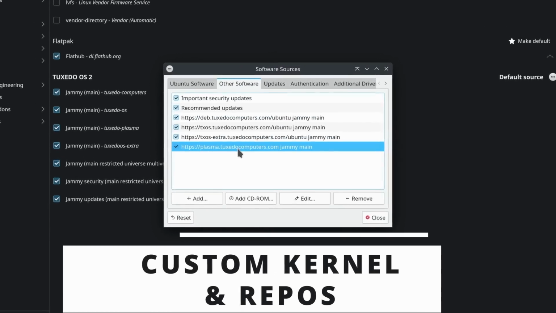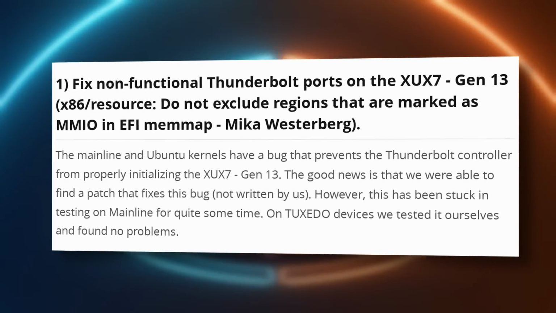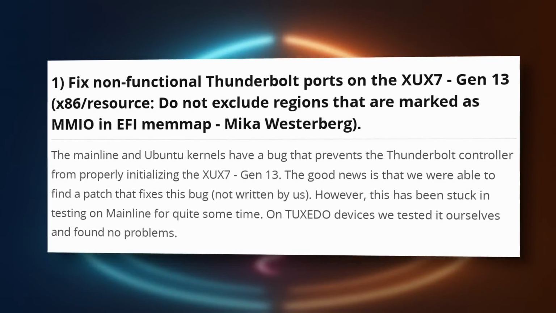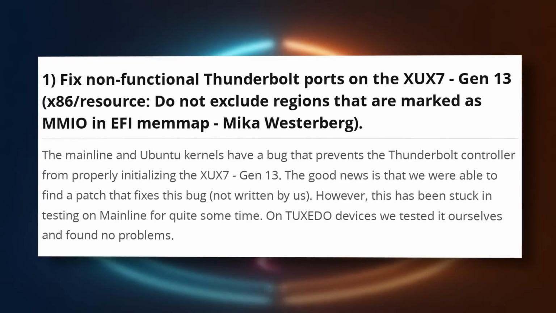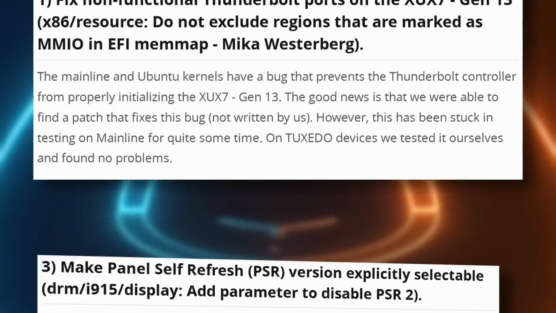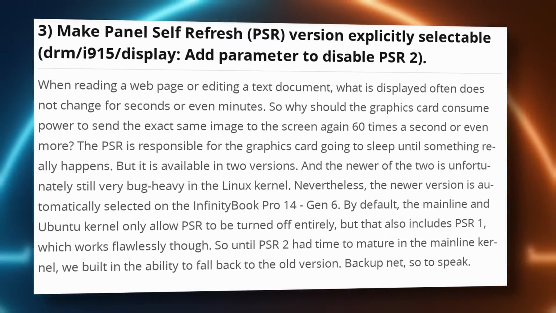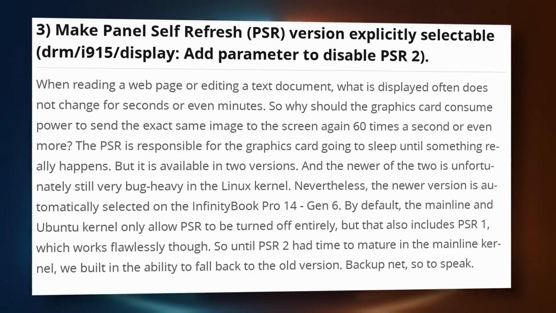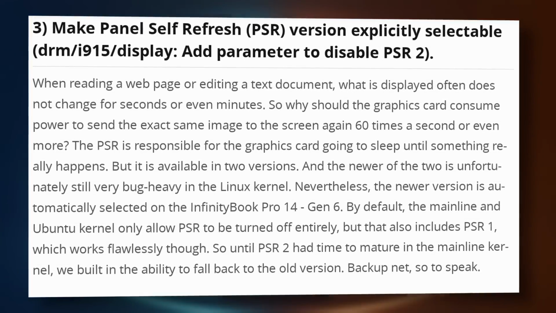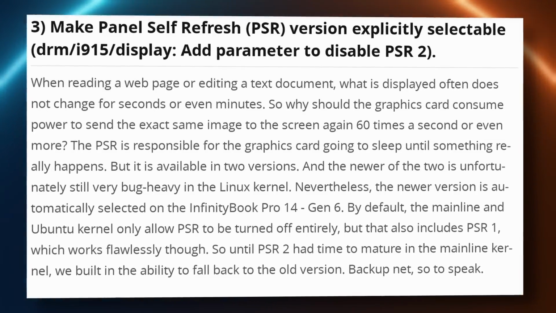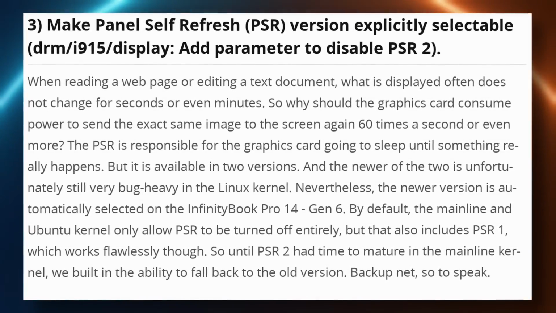So Tuxedo has their own repos. These notably contain their custom kernel, which deviates from mainline Linux and from the default Ubuntu kernel in a number of ways. First, it fixes issues with external Thunderbolt controllers and boot delays linked to that. They also enable the legacy Panel Self-Refresh feature, or PSR, which lets your GPU go to sleep for very small periods of time while the display doesn't have anything to refresh. The latest version, version 2 of PSR, that's currently in the mainline kernel, can be quite buggy, so they enable the first version when it works better to save battery power.